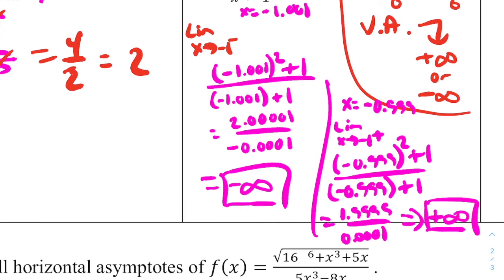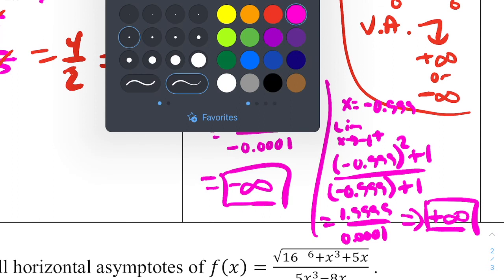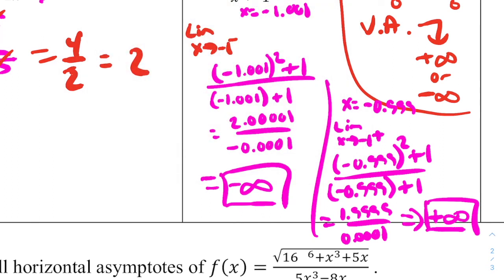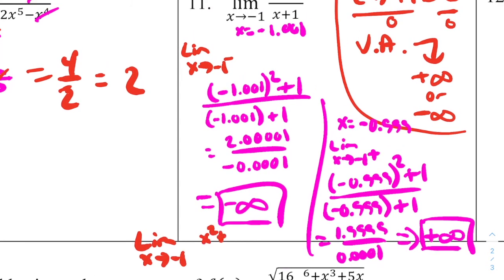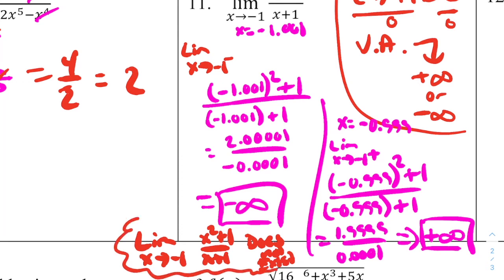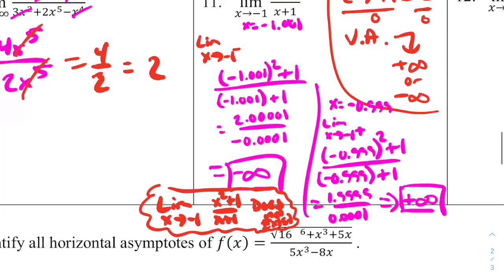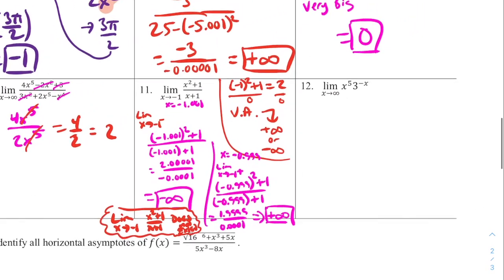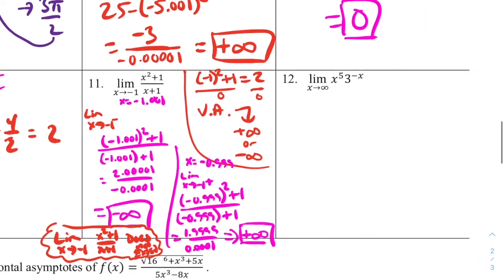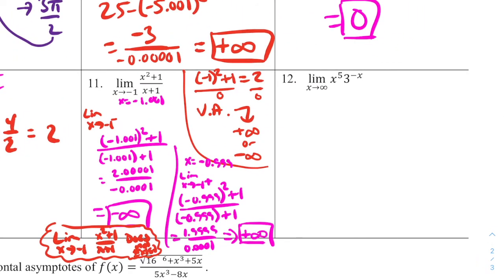What does that mean for our overall limit? Well, they're going to two different values. So my conclusion is that the limit as x approaches negative 1 for this function, x squared plus 1 over x plus 1, does not exist. It does not exist because the limit from the left and the limit from the right are not the same value. That's number 11. Number 12, the limit as x approaches infinity for this.